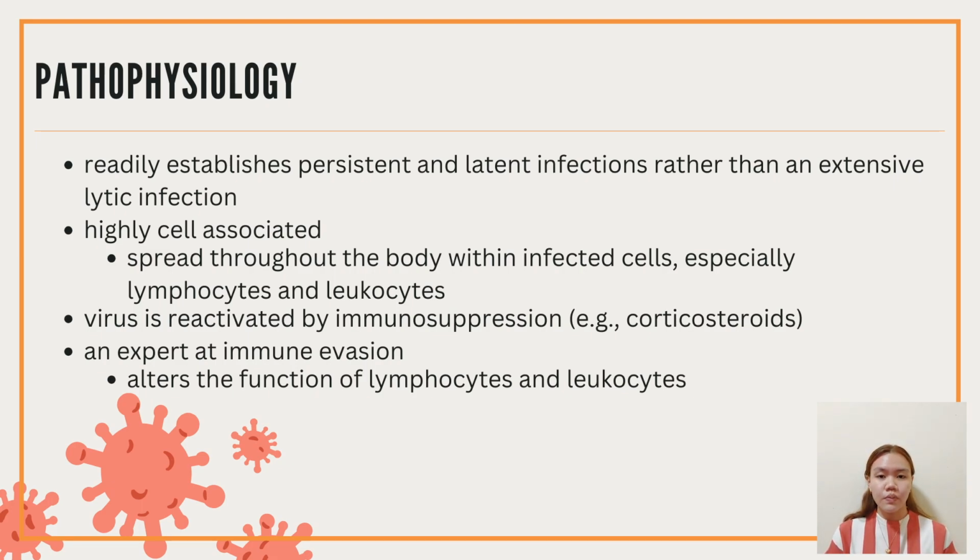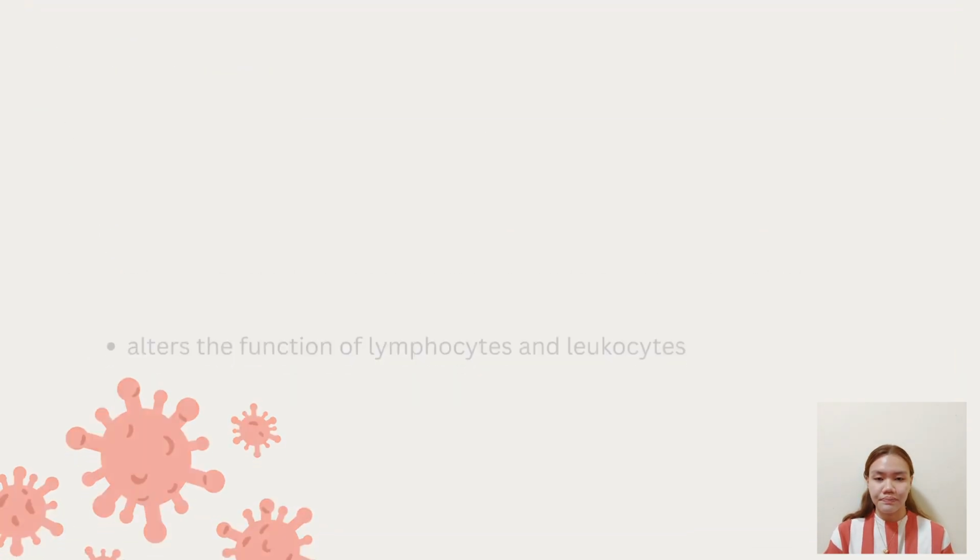She took immunosuppressive agents, corticosteroids to be specific, to suppress her immune system and accept the newly transplanted heart. She wasn't aware that the donor of the heart was also CMV positive, so there was a superinfection. As mentioned a while ago, it uses lymphocytes and other leukocytes to transport across the body and infect different tissues, and so it is an expert at immune evasion. It alters the function of lymphocytes and leukocytes.